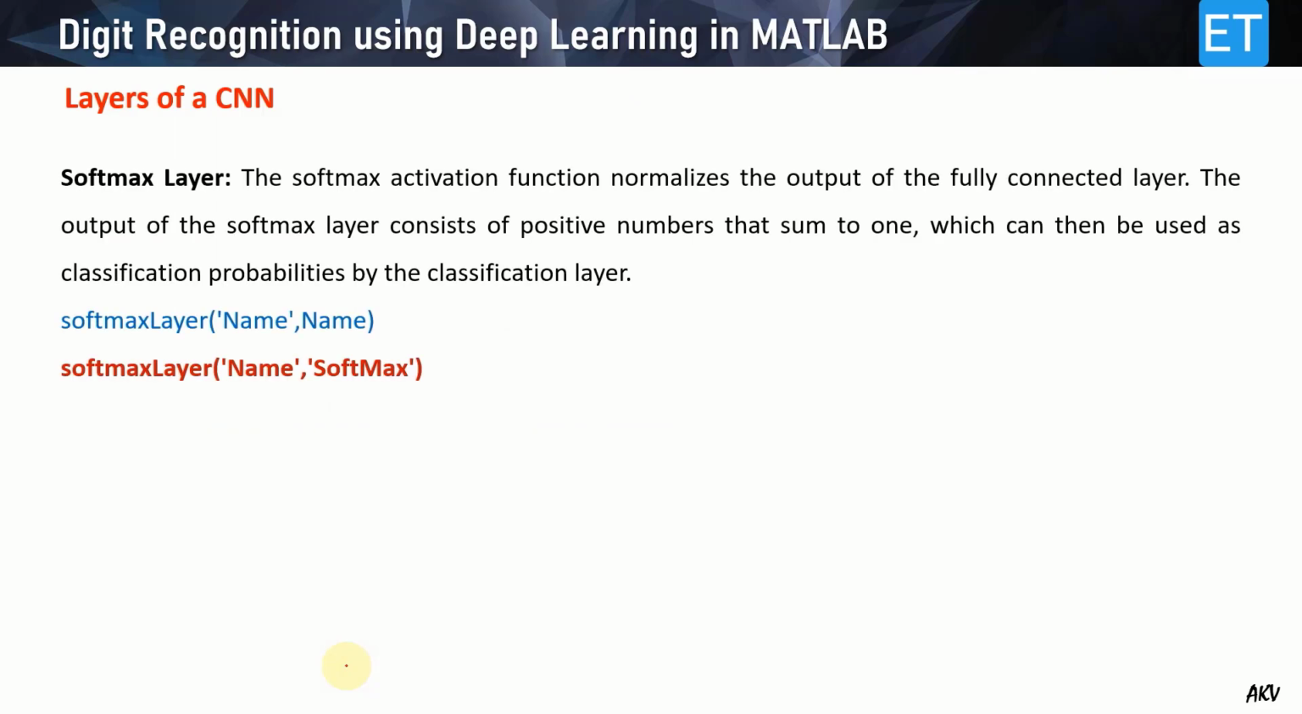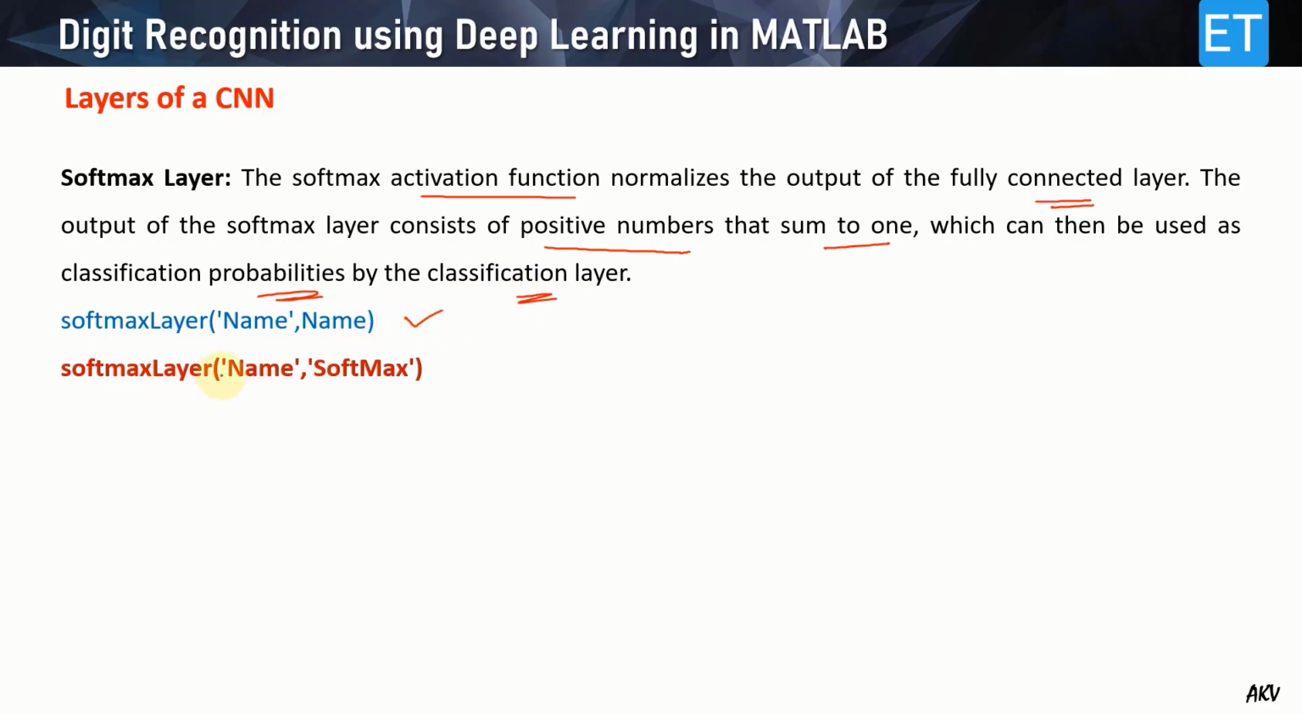And the next layer is the softmax layer. The softmax is an activation function which normalizes the output of the fully connected layer. So the output of this softmax layer consists of positive numbers that sum up to 1. It takes numbers from all those 10 neurons and sums them to a single one. That gives the final output corresponding to a particular category, which can then be used as a classification probability by the classification layer.